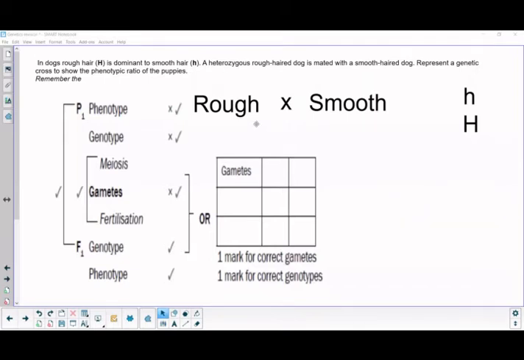So I've typed already here rough and smooth, because I know that there's a rough one and there's a smooth one. As it said to me, a heterozygous rough haired dog is mated with a smooth haired dog. Represent a genetic cross to show the phenotypic ratio of the puppies. Let's fill in. So rough head, and it's heterozygous rough. So because it's heterozygous, it's going to have a capital H and a small letter h.